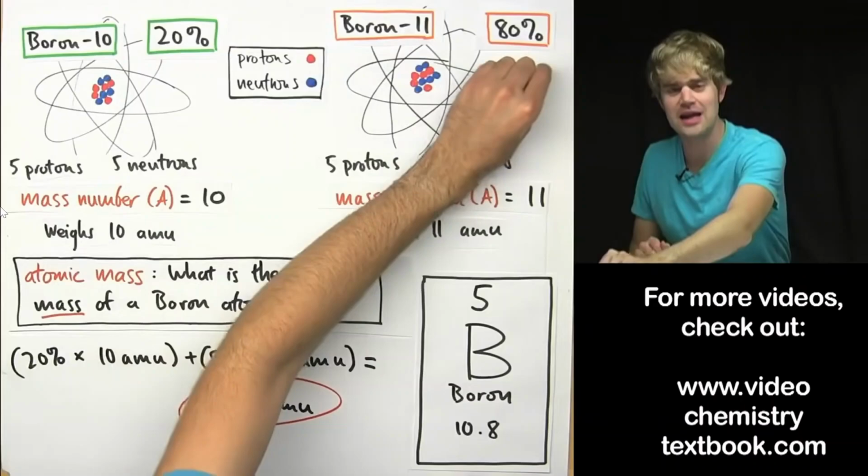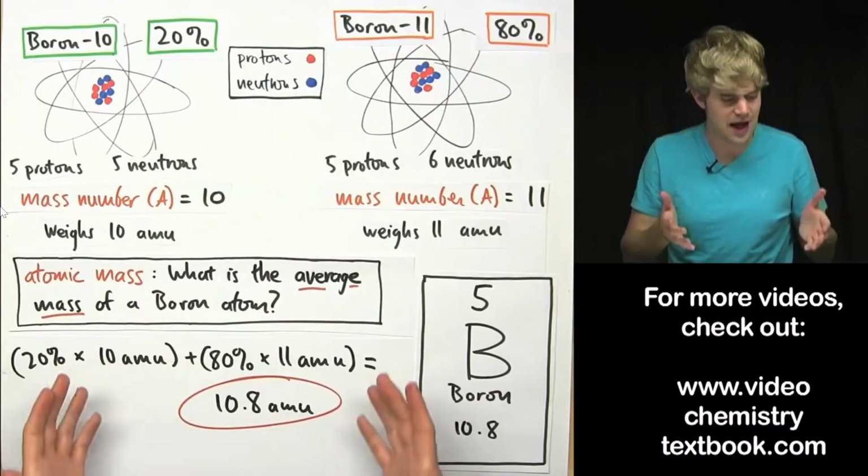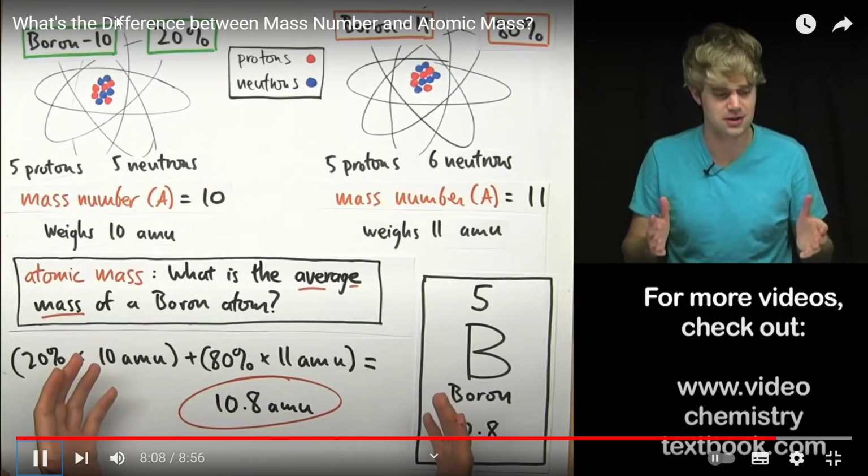Now we said we had these two different types that weigh 10 AMU or 11 AMU. Look at the average. The average is 10.8, which is much closer to 11 than it is to 10. And that makes sense, because since we have so many more of these and they weigh more, the average for these two types should end up closer to this, just because we have so many more. So that's how we determine what atomic mass is.